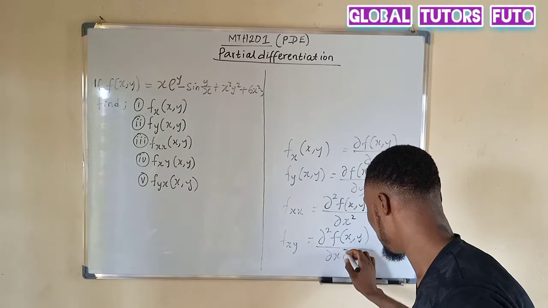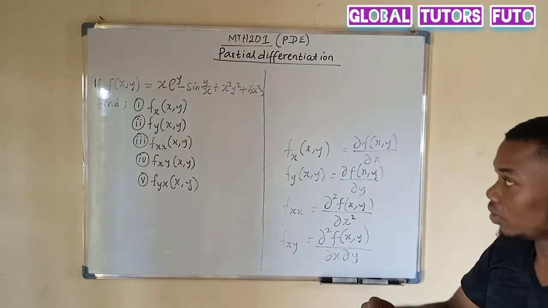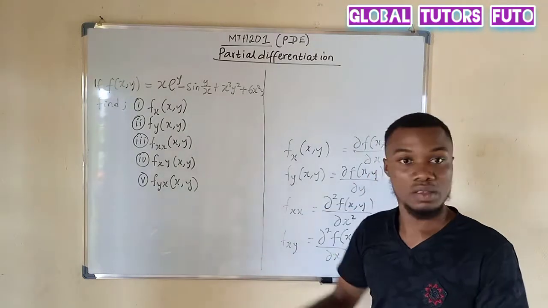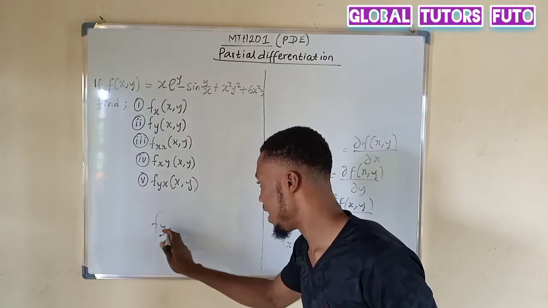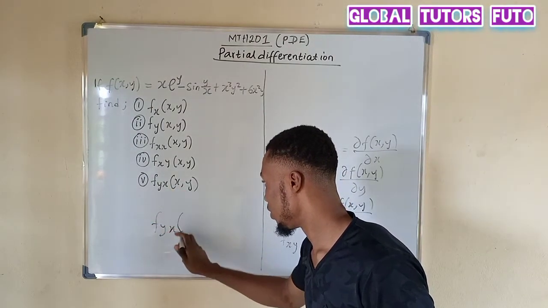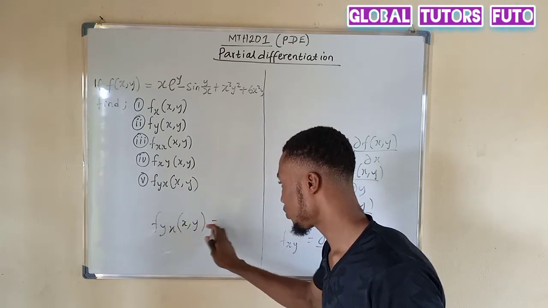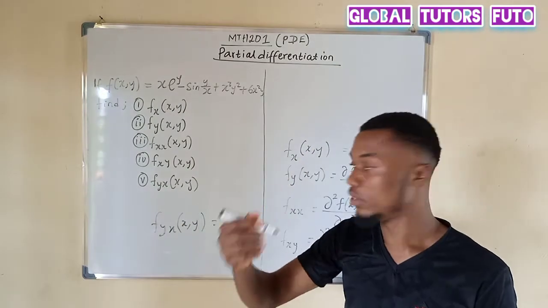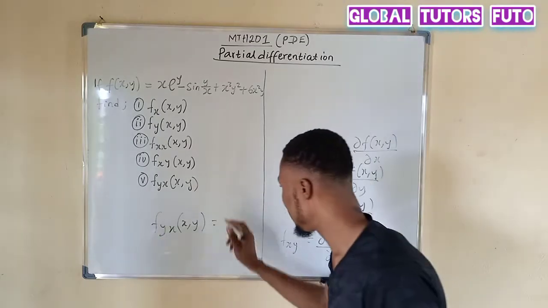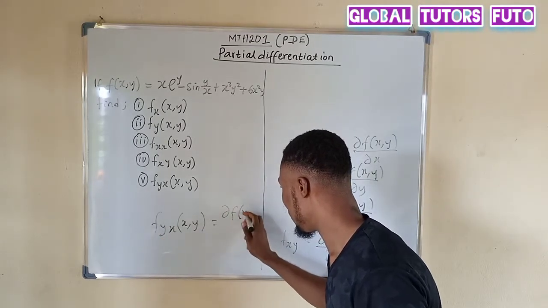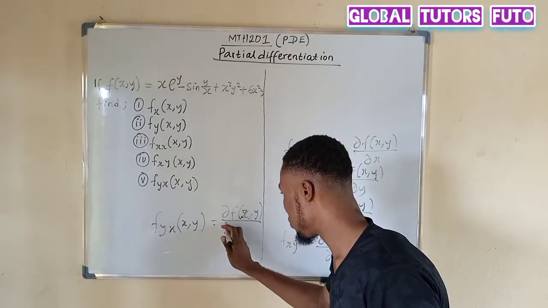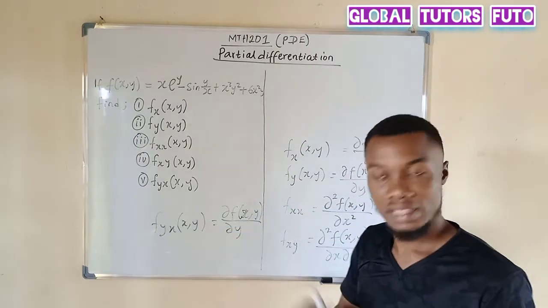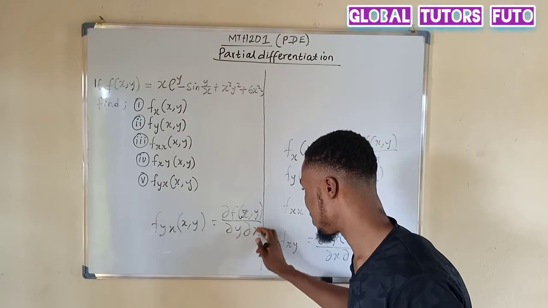So we are going to do all this. Okay, we are going to do all this. Now the last one is the same thing as second order. Fyx of the function means the function was differentiated first with respect to y, then with respect to x.